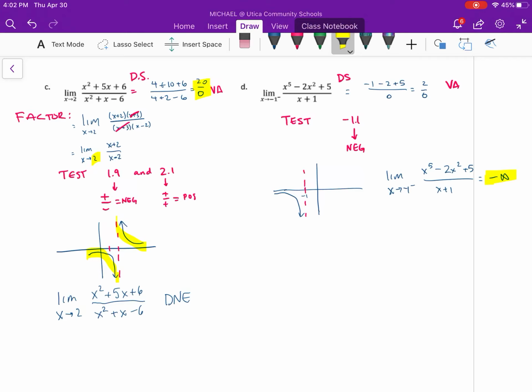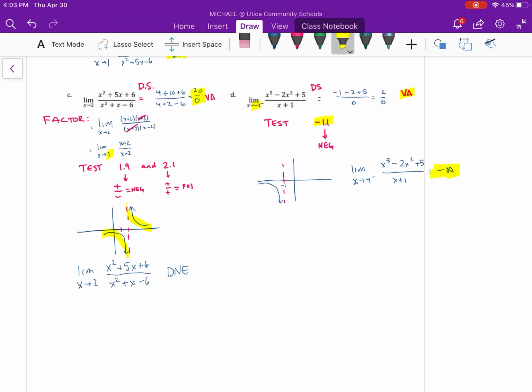In example D, I use direct substitution and get 2 divided by 0, which again is a vertical asymptote. This time I'm only looking at negative 1 from the negative side. So just to the left of negative 1 would be negative 1.1. When I plug that in, I end up with a negative value. And since that's going to negative infinity, that is my limit.